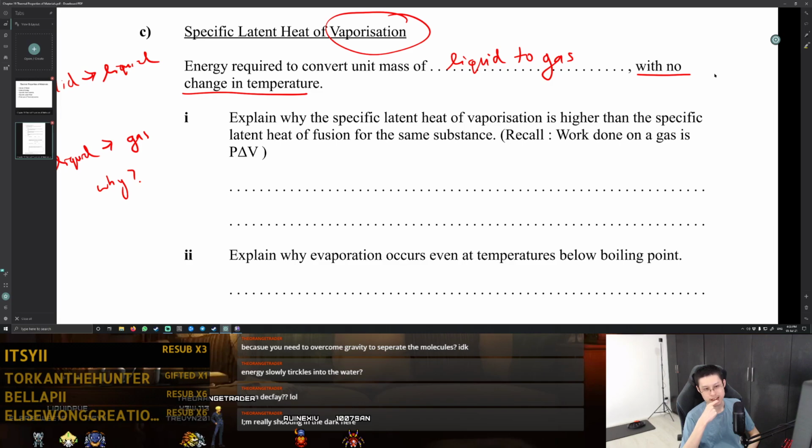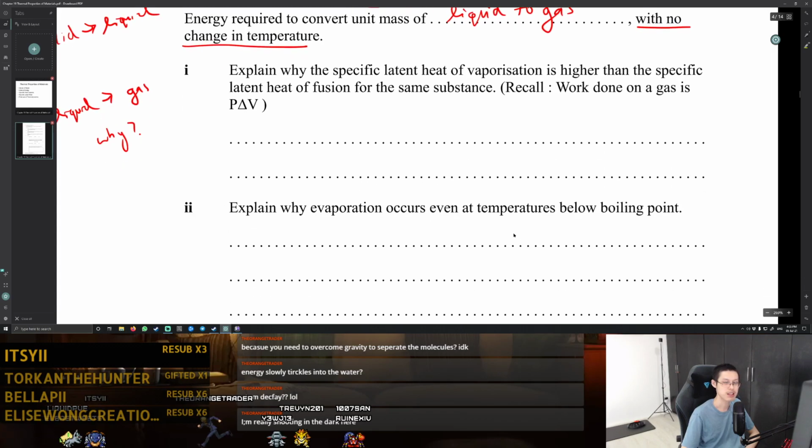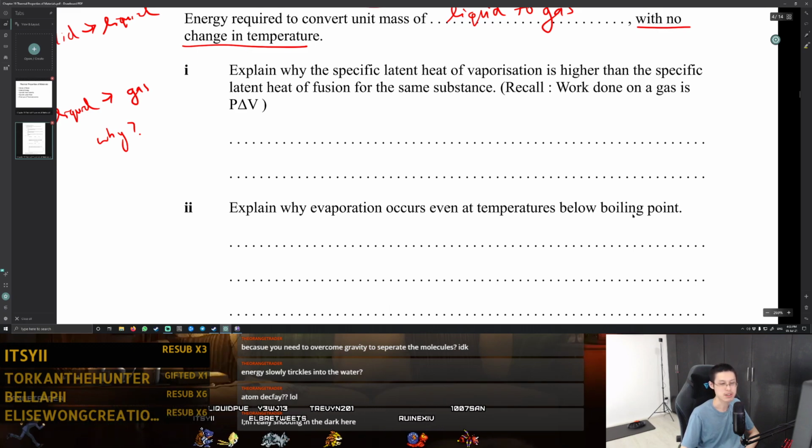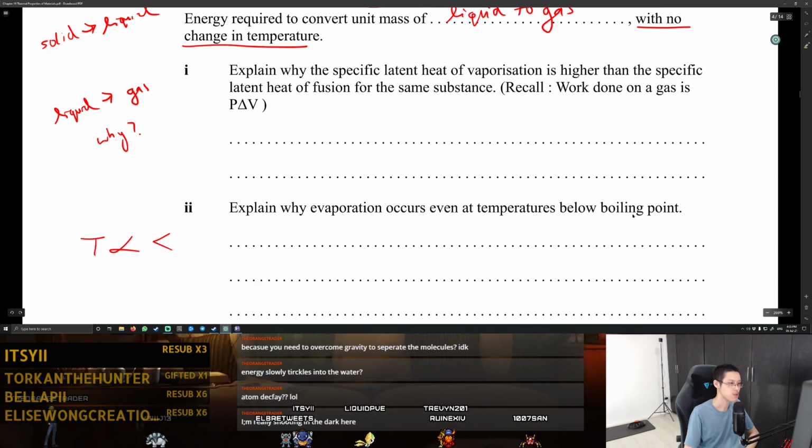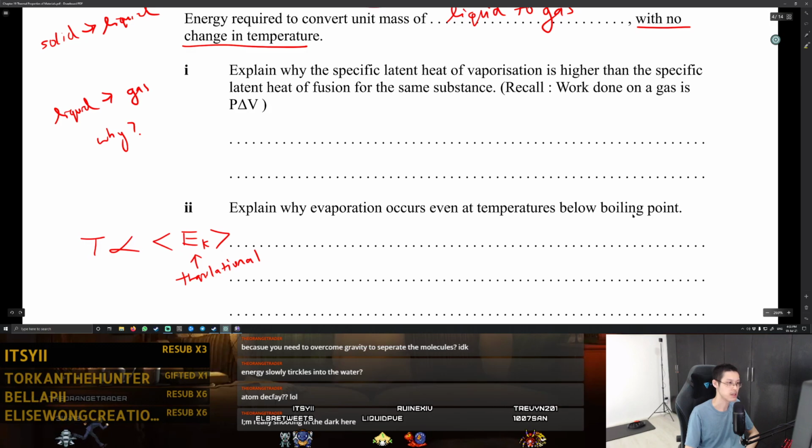Still a good guess though, even though it's a little unusual. So the reason it evaporates at temperatures below boiling point has to do with the meaning of temperature. So you know that temperature is proportional to the mean translational kinetic energy. And the keyword here is mean.